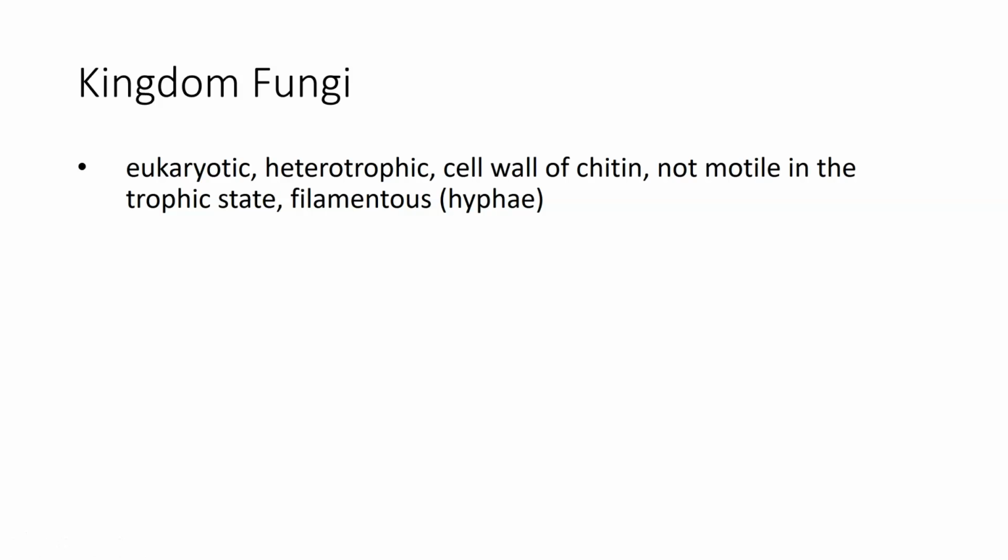Basic definition of kingdom fungi. Eukaryotic, heterotrophic, cell wall is made out of chitin, it is not motile in the trophic phase, and it is filamentous. The filaments are called hyphae. We're going to look at all of these different parts.